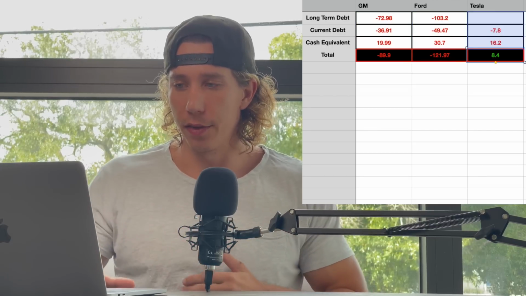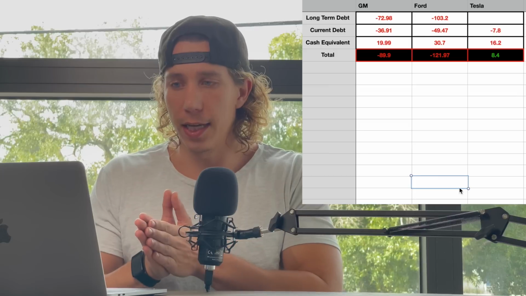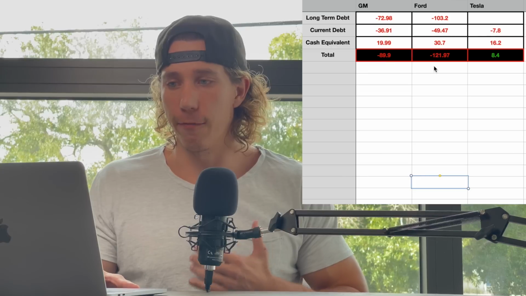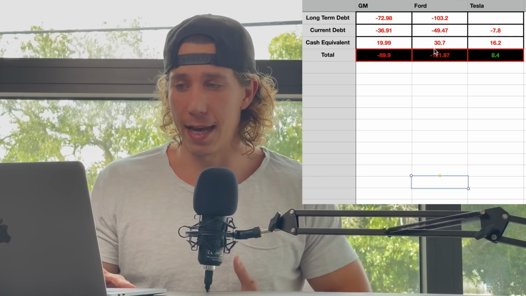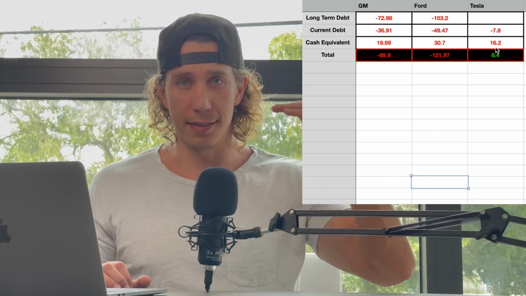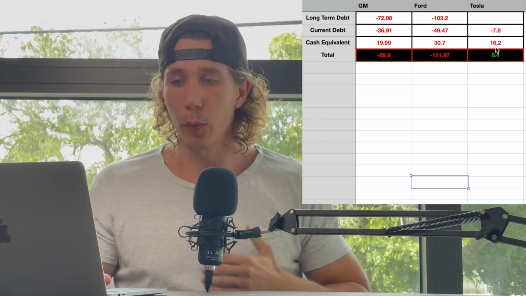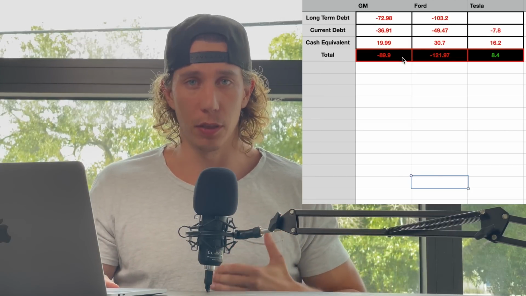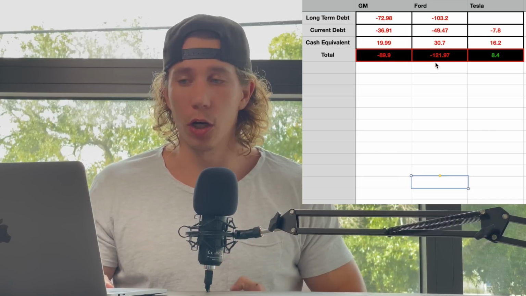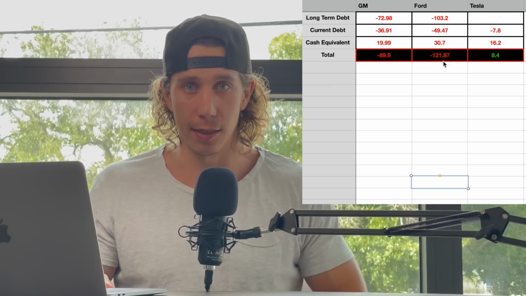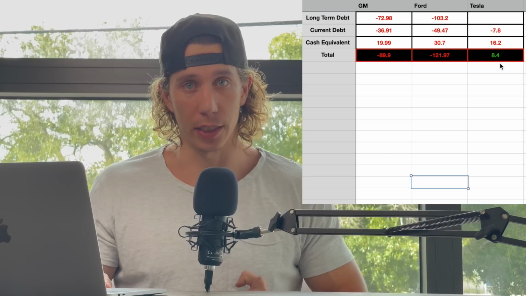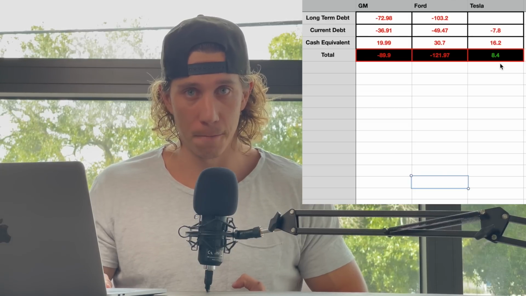we can see that with GM, they only have $20 billion in cash, which we see right here. Okay, Ford only has $30.7 billion in cash. Meanwhile, Tesla has 16.2. So when we take our debt and subtract the amount of cash we have, we can see GM is $90 billion in the hole. $90 billion. Ford is, call it, $122 billion in the hole. And Tesla is $8.4 billion in the green, in the profit above ground.